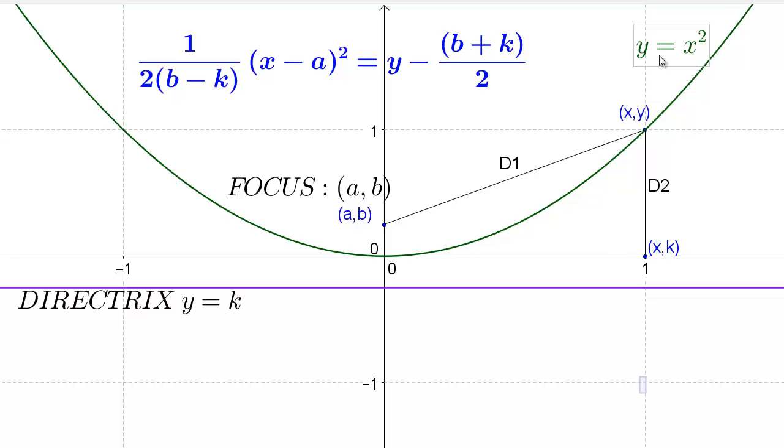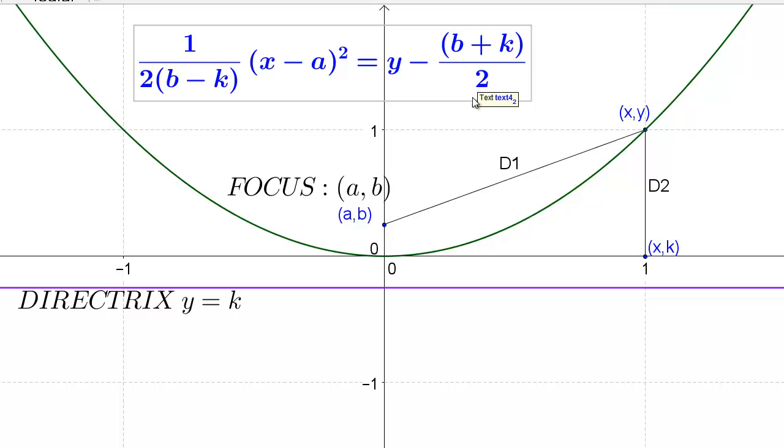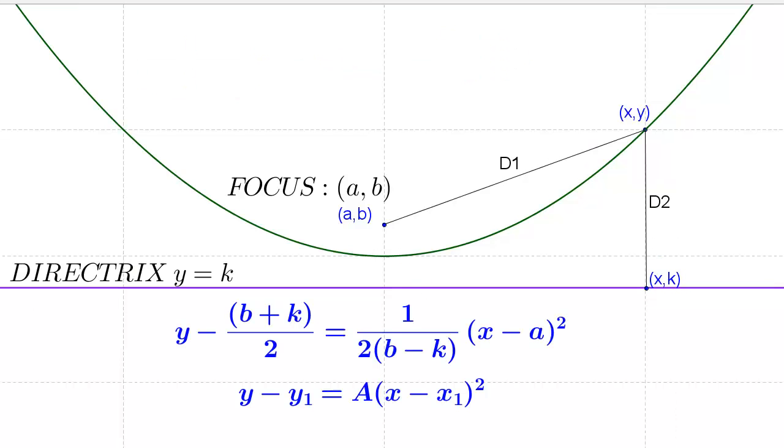So generally, for all parabolas, not just y equals x squared, this formula holds, and the information we will get is that the focus is always at the coordinates (a, b), and the directrix is at the equation y equals k. So the critical variables here are a and b and k, which determine the shape and size of the parabola, because they determine where the focus and directrix are.